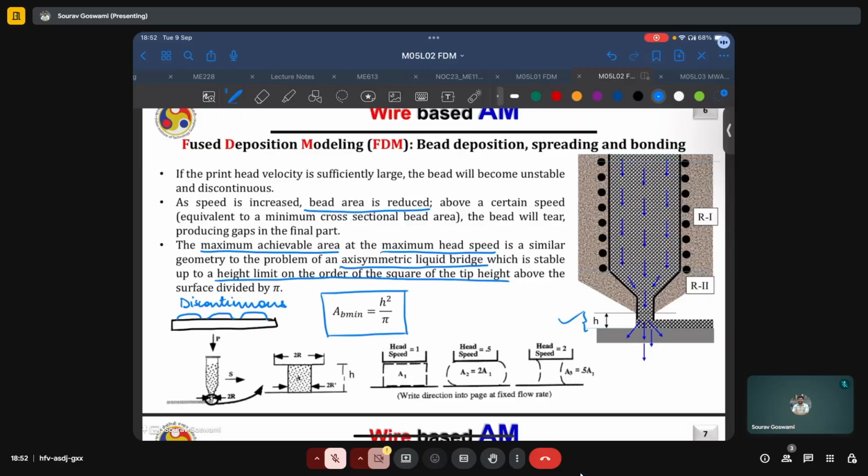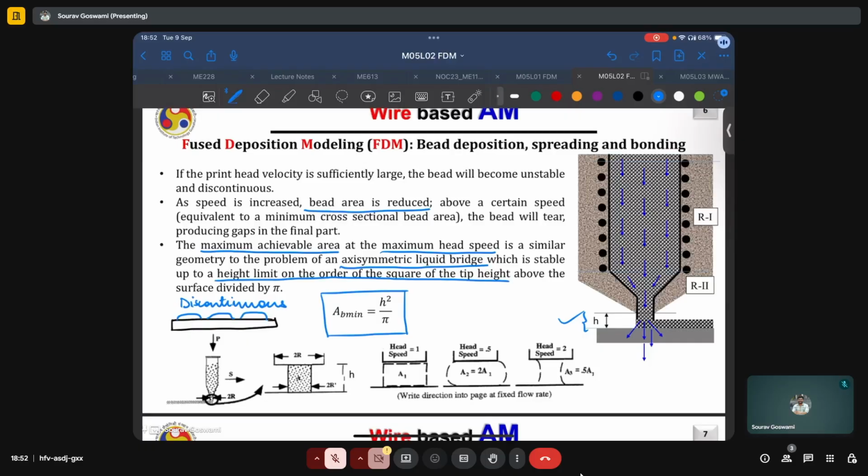And here we have a schematic representation of this critical threshold. The head speed is given as 1.5 and 2. These are just normalized values, that is, velocity over the critical velocity. If they are equal, then we can expect the cross-sectional area of the bead to be prismatic and almost equal to the cross-sectional area of flow at the orifice of the nozzle.